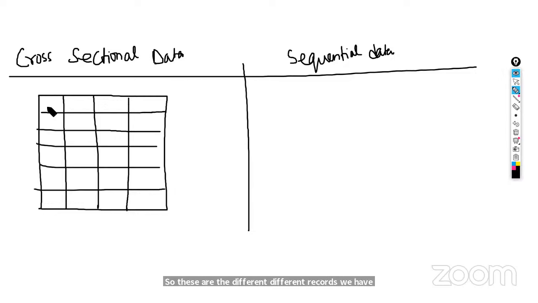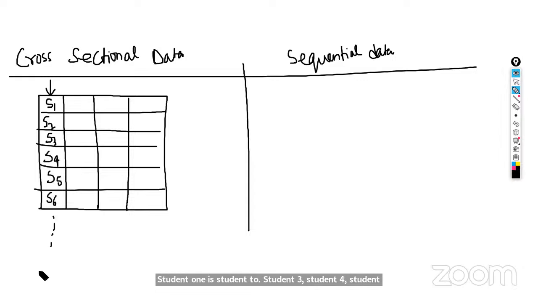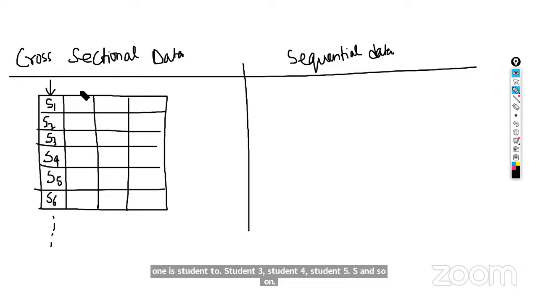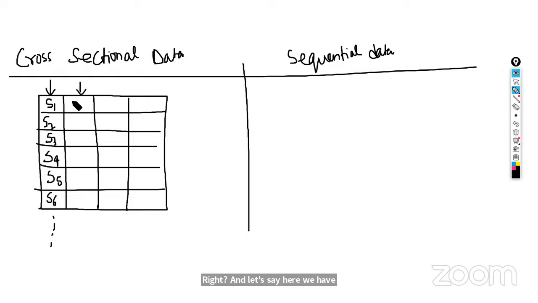Let's say this is student one. This particular column is for the student: student one, student two, student three, student four, student five, student six, and so on. And let's say here we have the age of the student: 18 years, 18.5 years, 19 years, 17.5 years. In that way, we have the age of the students.